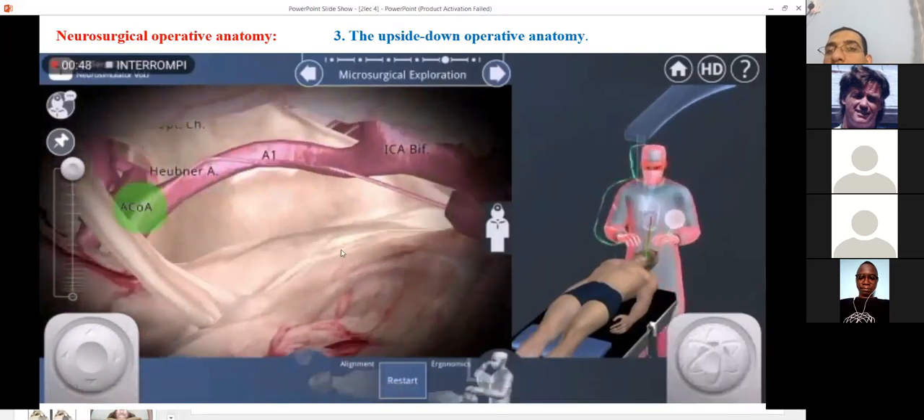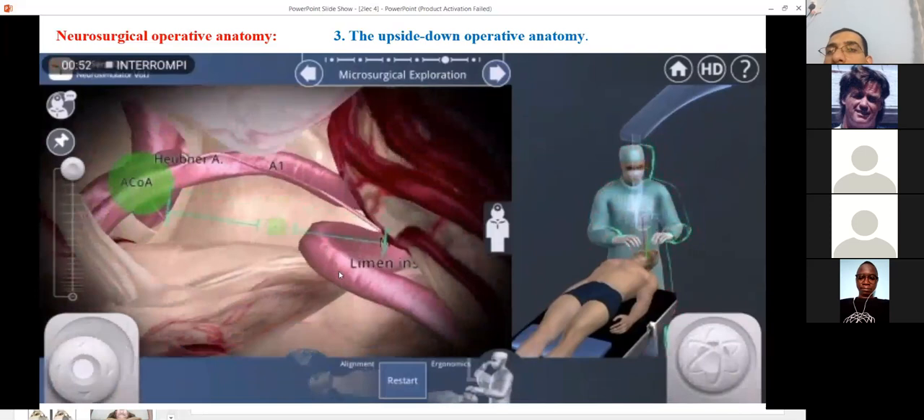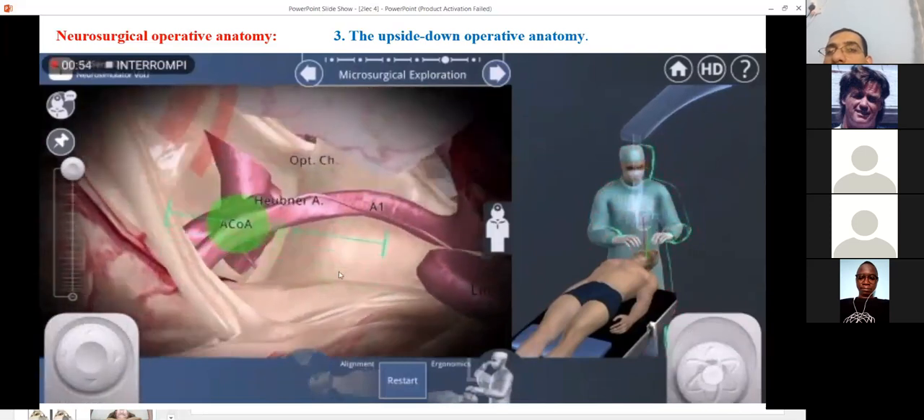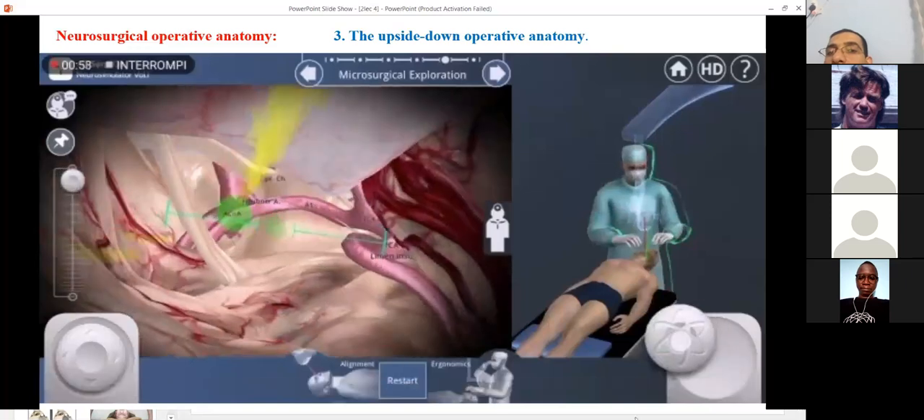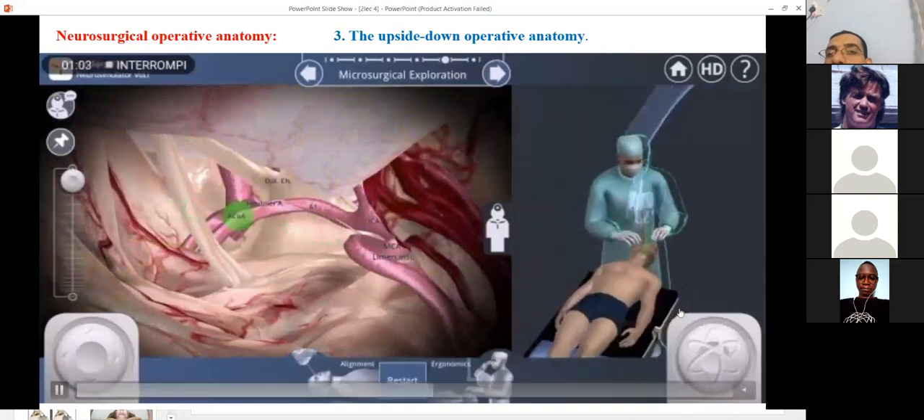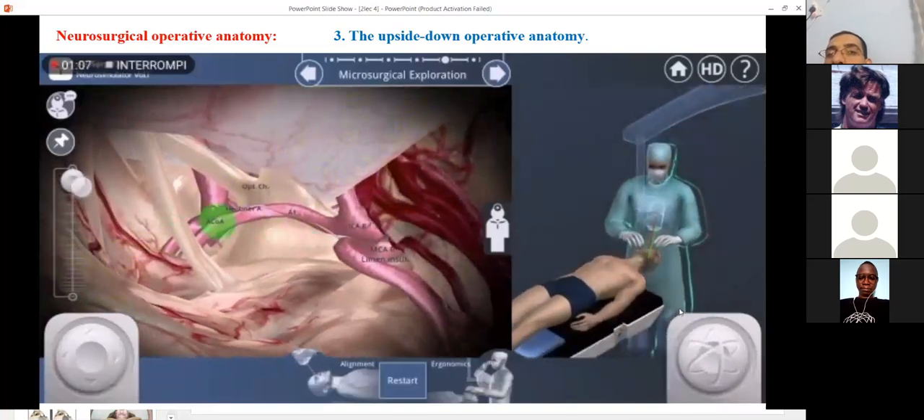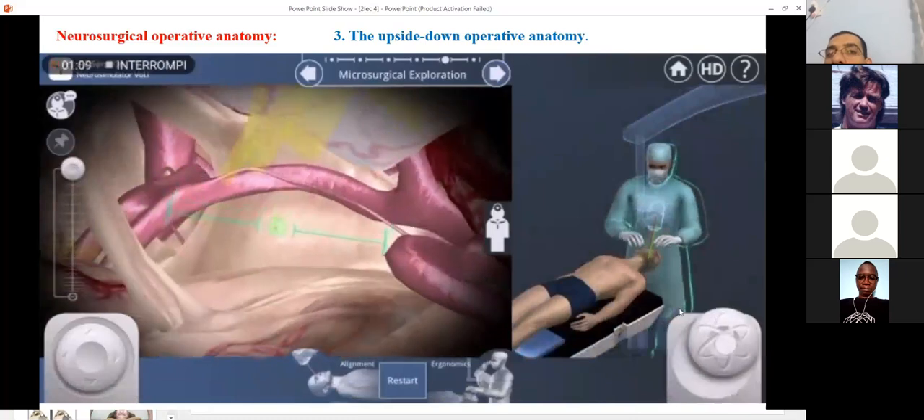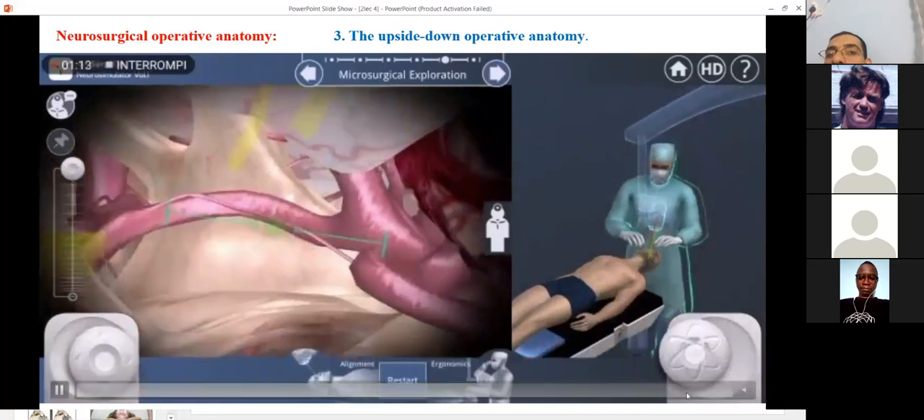That's the idea, and it's a very nice illustration. Actually, it's a pterional perspective, transsylvian approach, and this is how we advise to study anatomy: put the anatomy in the real operative field, because you will face it in day-to-day life.